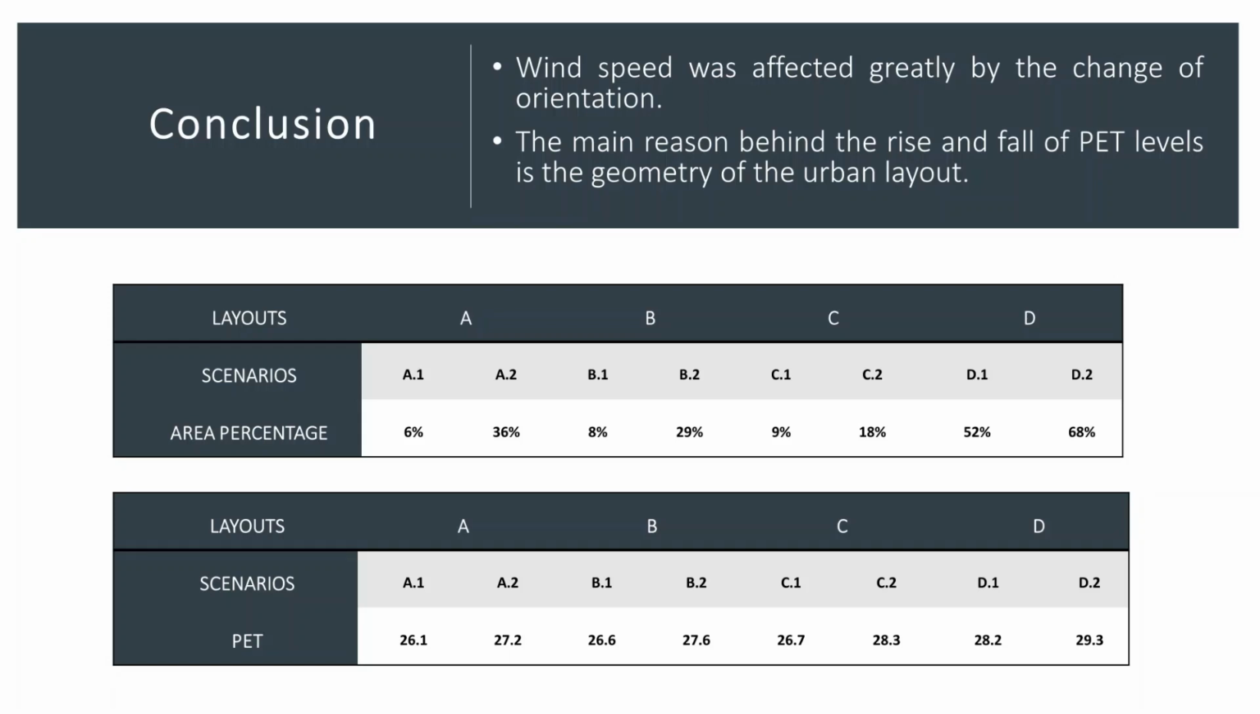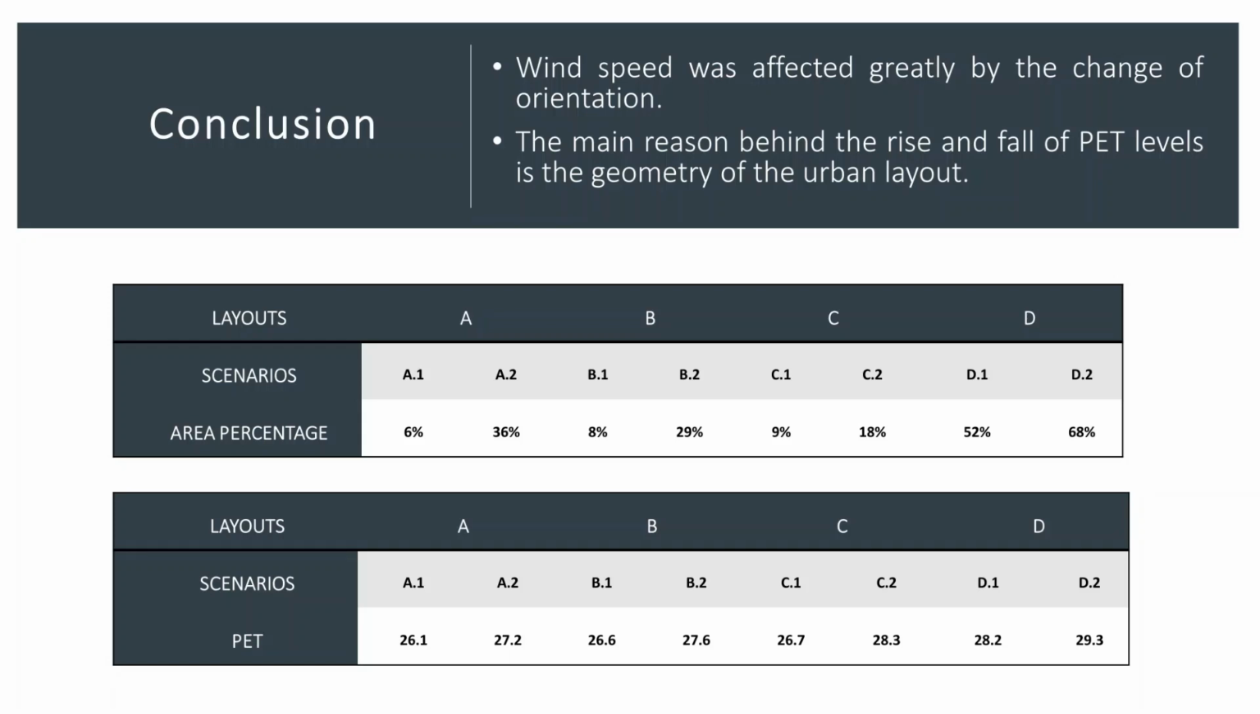The main reason behind the rise and fall of PET levels was the geometry of the plot, whether it was rotated from the original orientation or not. Understanding the geometry of the site is a key component in determining the thermal stress of the human body. In Table 1, scenarios 1 with 45-degree orientation of north showed improved results when compared to scenario 2.